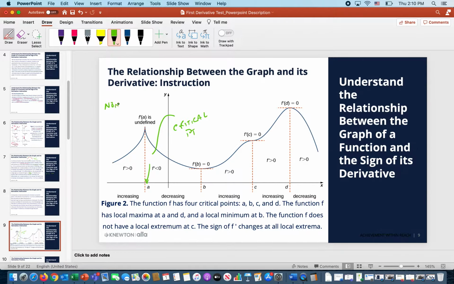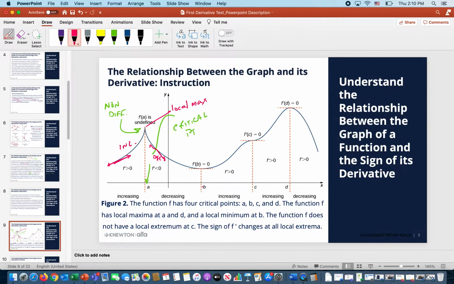Remember, this is a point of non-differentiability, and we said a critical point happens when we have a derivative that's 0 or undefined. Now here's what I want to point out to you. If you look at the tangent lines here, they have positive slope, because as we go from left to right, it's positive slope. Here, those tangent lines have a negative slope. And so we would identify that as a local max. Again, we changed from increasing to decreasing.